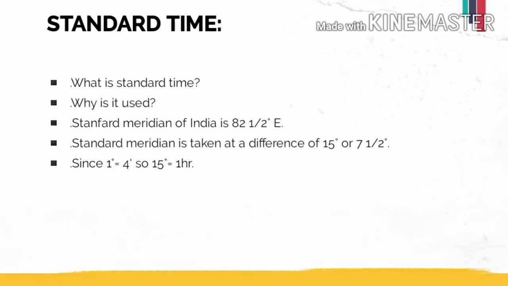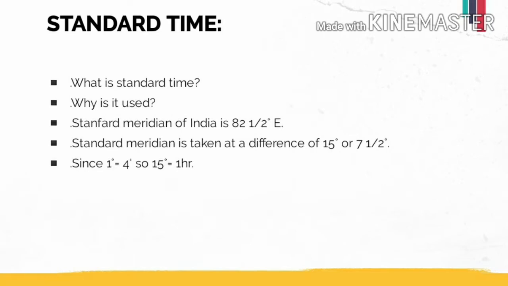Standard meridians are taken at a difference of 15 degrees or 7.5 degrees. Why is it taken this way? Because taking each and every meridian, every 1 degree, would be too complicated to calculate. For that reason, 15 degrees, or half of that, 7.5 degrees, is taken as the standard meridian for each and every country.